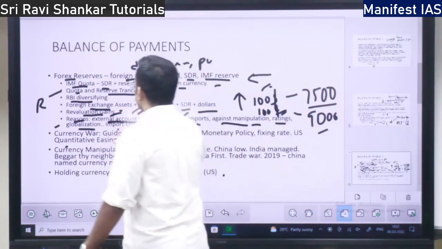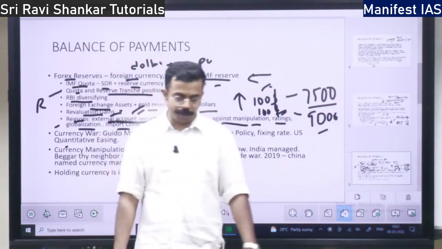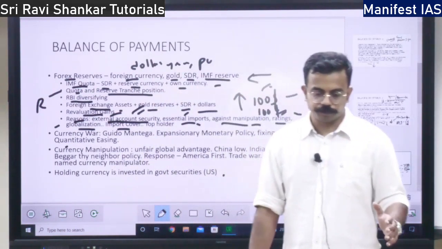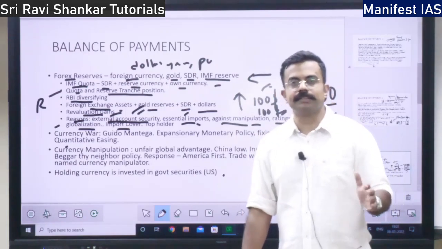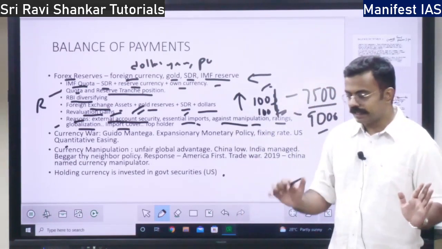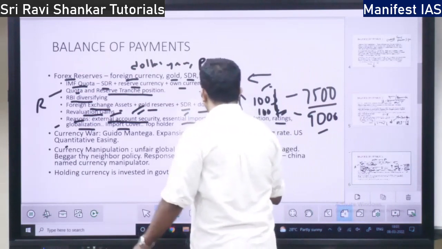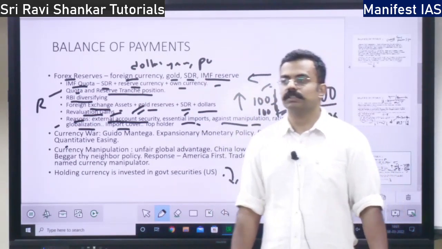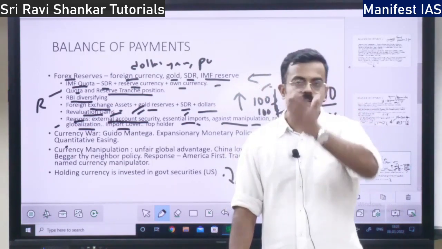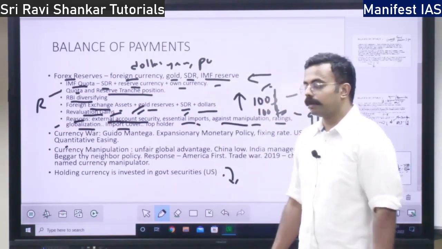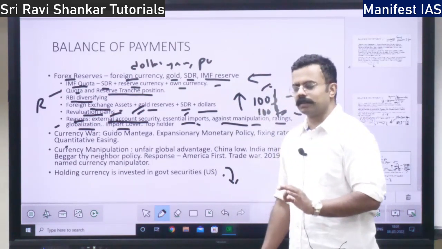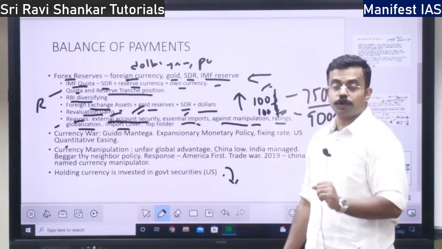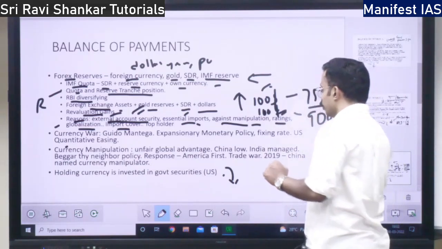And you have import cover. Import cover means, see, if there is some crisis and foreign currency stops coming into India, we still need foreign currency for importing essential goods, crude oil, all those things. So, what happens?